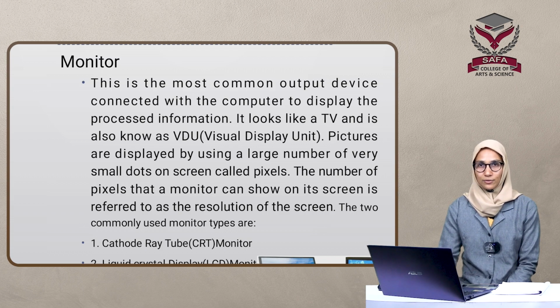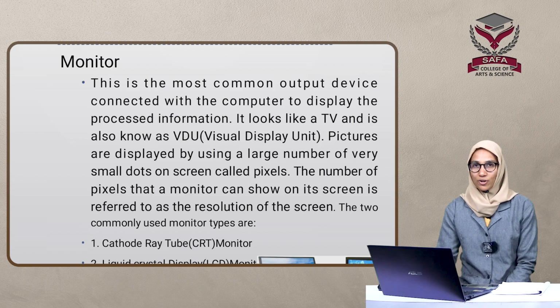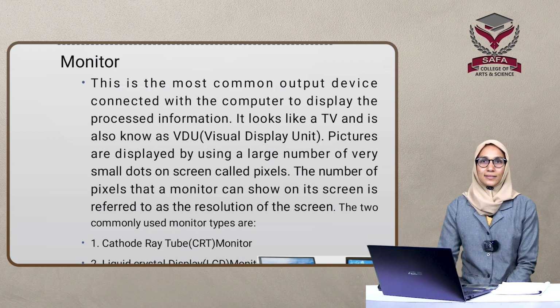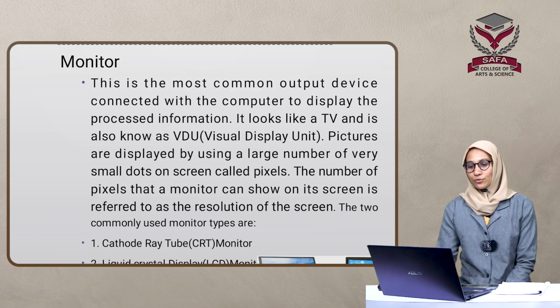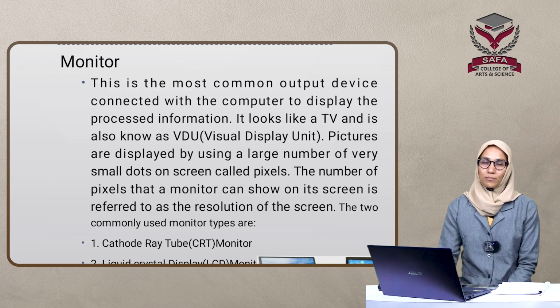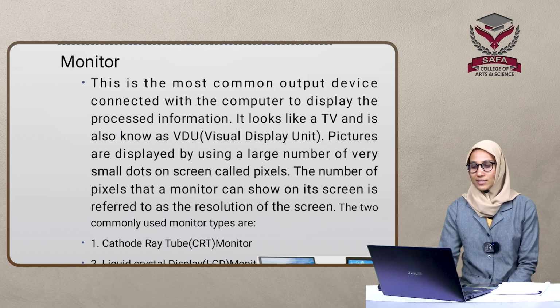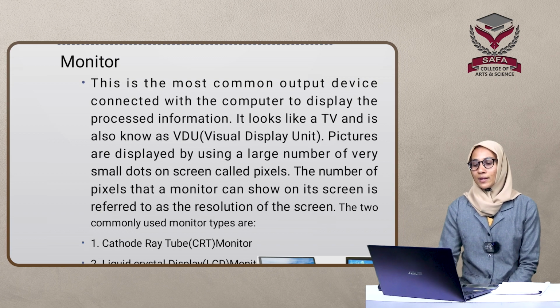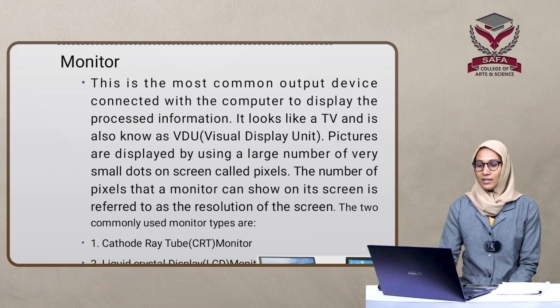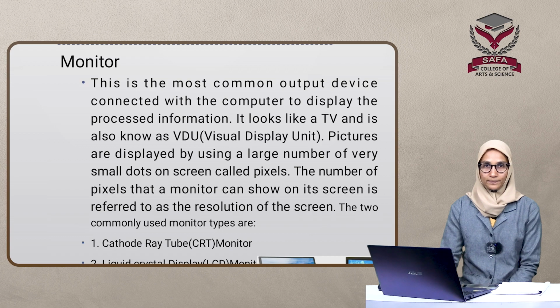Pixel and resolution. A pixel is the small dot on the screen. The maximum number of pixels produced on the screen is known as resolution. The two commonly used monitor types are cathode ray tube and liquid crystal display.